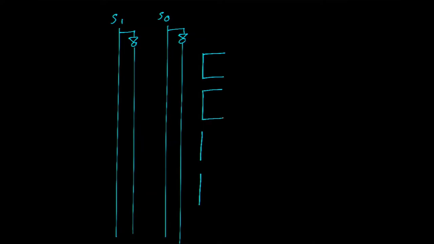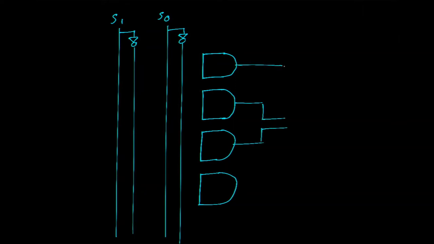As far as internal circuitry is concerned, the MUX looks very much like a decoder. This time we have select line 1, select line 0, select 1 not, and select 0 not. Let there be 4 AND gates. This time there will be an OR gate, collecting all of the outputs.